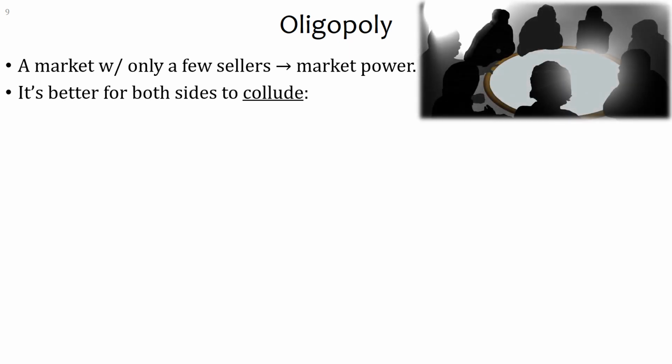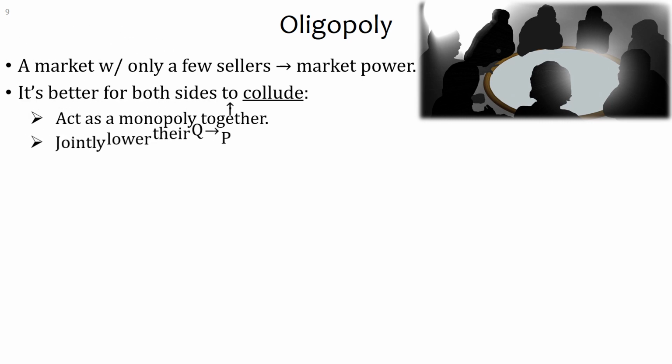So it's kind of like you have this dark, smoky room with people murmuring and trying to reach an agreement. Now, what is this agreement about? Wow, that's cool. It's about acting as a monopoly together. So instead of competing, let's get together and act in our joint best interest, right? So jointly lower quantity in order to raise the price. Okay, and that's going to be beneficial for all sides.